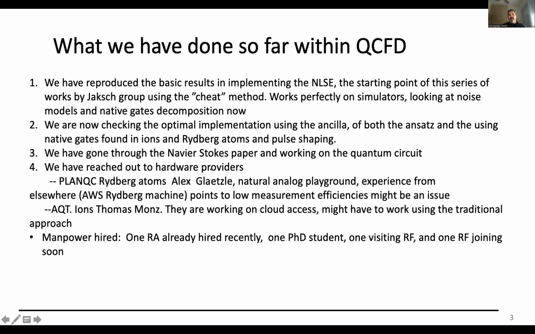On this, I can jump a little bit before I go back to 3 and 4. We reached out to Alex and Planck QC. They have a nice setup. It's still not fully developed. One worry I have, because I guess this is a chance to talk about possible worries, is we had experience with the Rydberg machines built by Amazon. Basically, these were Mikhail Lukin's spin-out machines that were bought or sold at Amazon. The problem in these Rydberg ones is the low measurement efficiency of the detection. And for certain cases, this might be an issue.